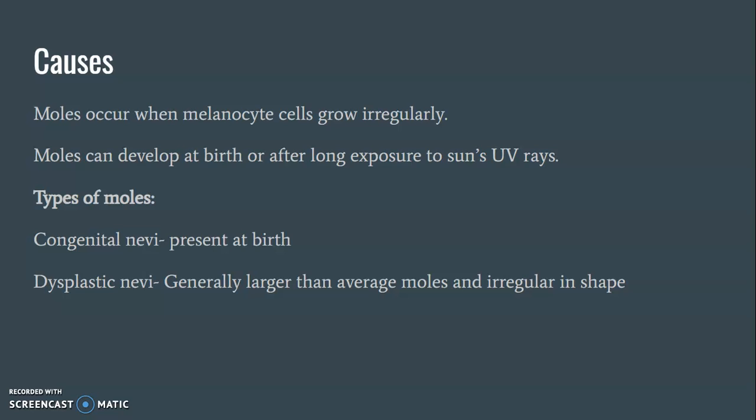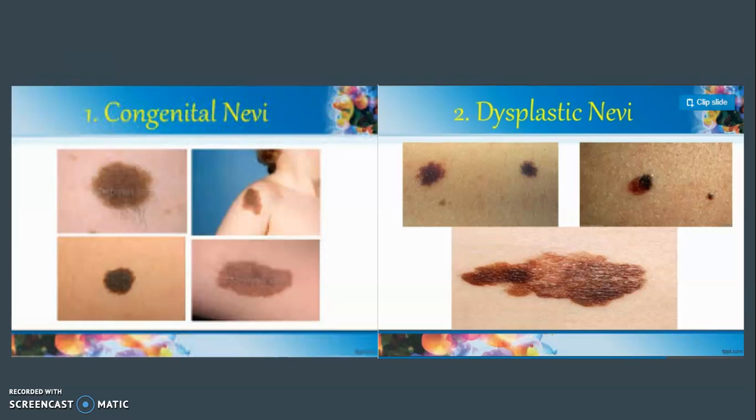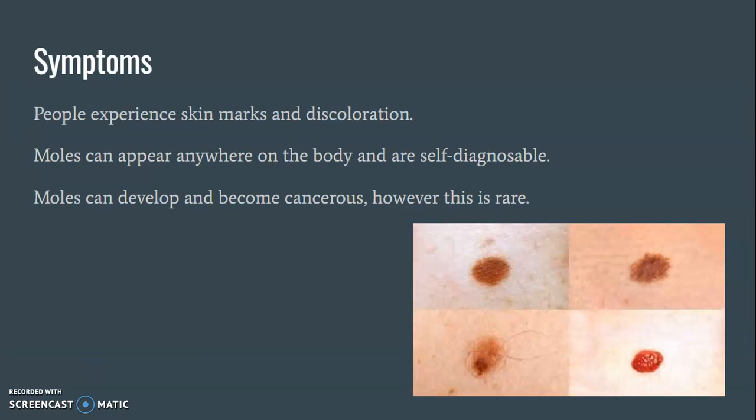Dysplastic nevi are generally larger and more irregular in shape than average moles, and they are also more likely to develop into cancer than average size and shaped moles. Here are two side-by-side pictures of congenital and dysplastic nevi, so you can see the differences between the two.